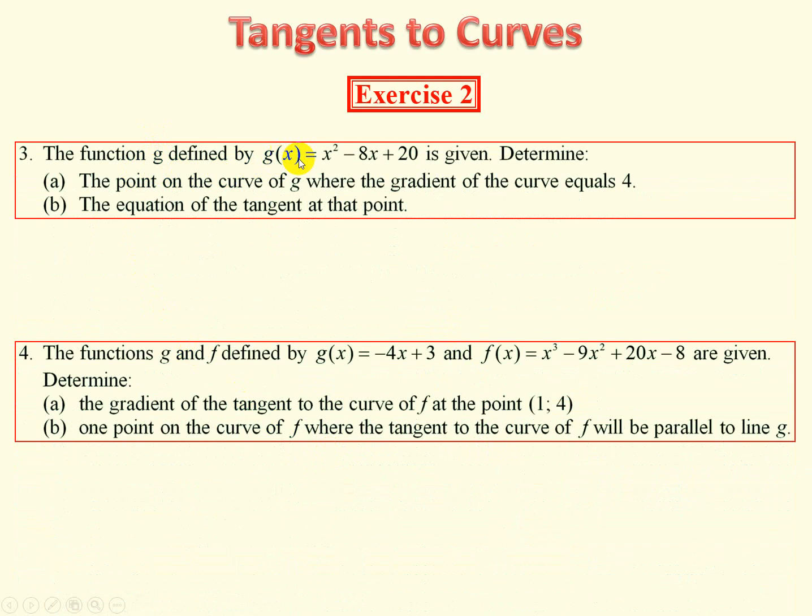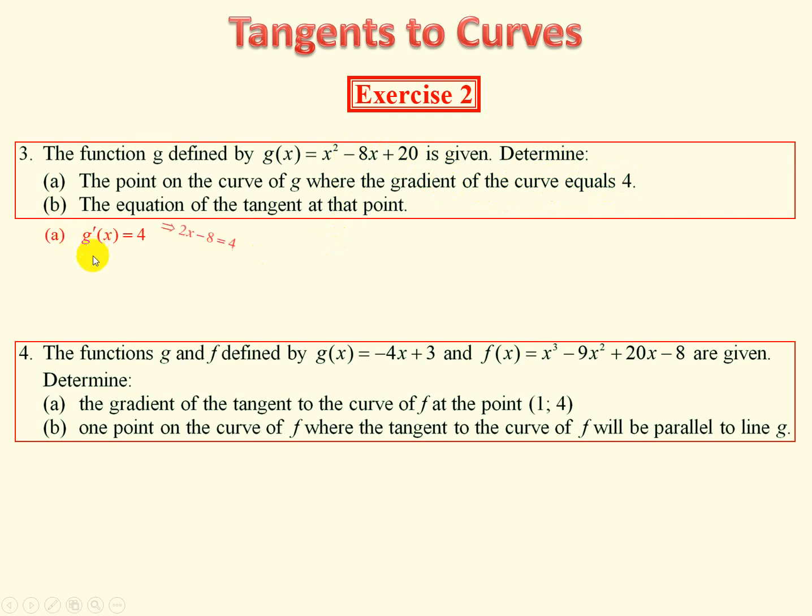The function defined by g of x equals x squared minus 8x plus 20 is given. Determine the point on the curve where the gradient of the curve equals, that should say gradient of the tangent, I think, equals 4. Well, gradient equals 4. We can say gradient to the curve though. Gradient equals 4 means derivative equals 4.